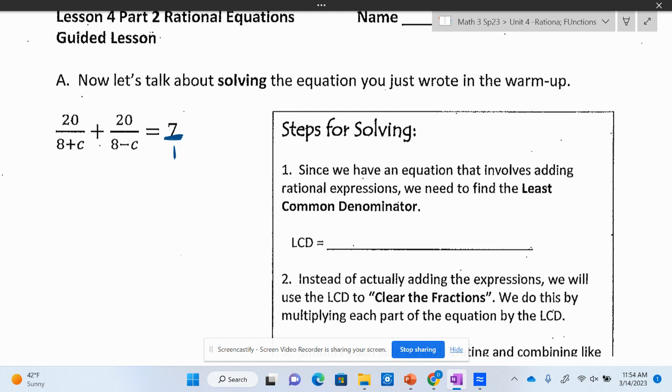What are my factors in the first denominator? If you look in the first denominator, what's the factor? 8 plus c. Okay. So if I multiply both sides of the equation by 8 plus c, is that going to get rid of all of the fractions? No. Why not? So I would be stuck with the 8 minus c. So I have to multiply both sides of the equation by 8 plus c times 8 minus c. Does that make sense? And we're going to put it over 1.